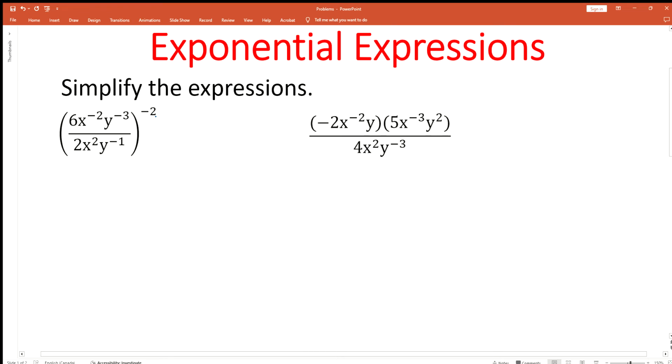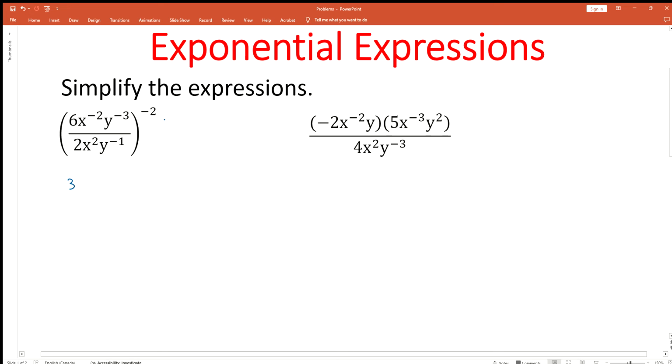The first step is to simplify the terms in the parentheses. We have a fraction in the parentheses. We can simplify this fraction by reducing the terms in the numerator and denominator. We can divide the coefficients 6 and 2 and combine the x and y terms. 6 divided by 2 is equal to 3.